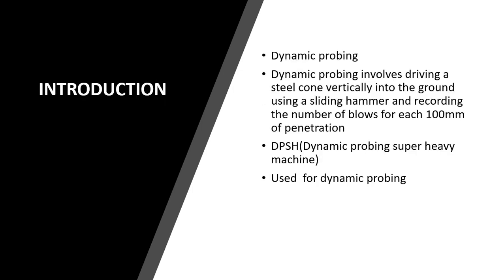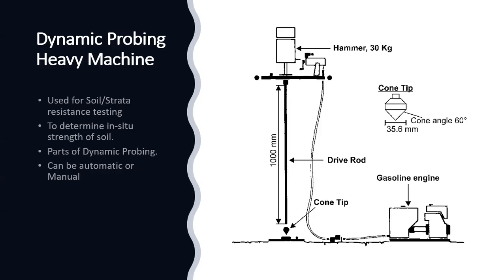First of all, I would like to tell you what dynamic probing is. Dynamic probing basically involves driving a steel cone vertically into the ground using a sliding hammer and recording the number of blows for each 100 mm of penetration. We can shortly write it as DPSH, Dynamic Probing Super Heavy machine. The dynamic probing super heavy machine is basically used for dynamic probing and the standard penetration test. It is used to determine the in situ strength of the soil, and it can be automatic or manual.